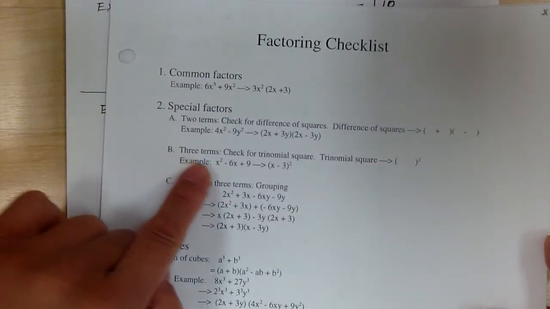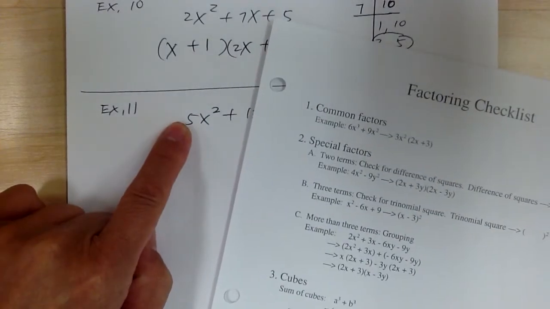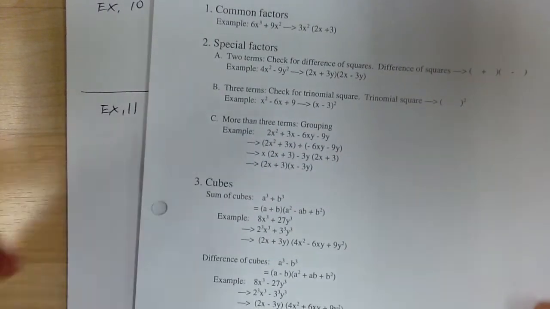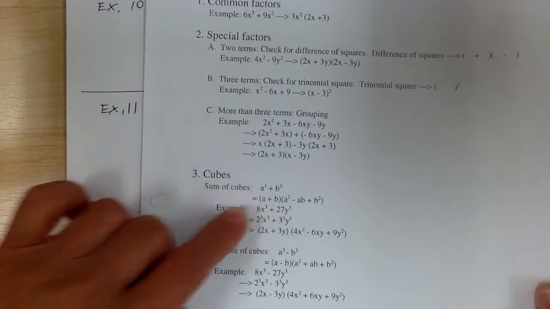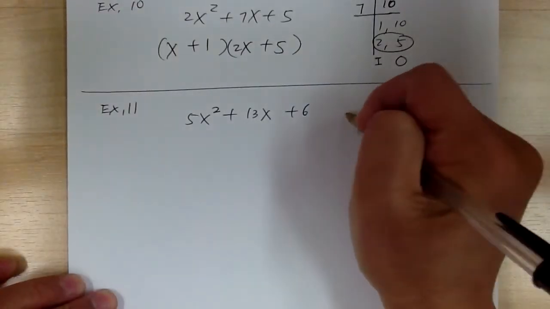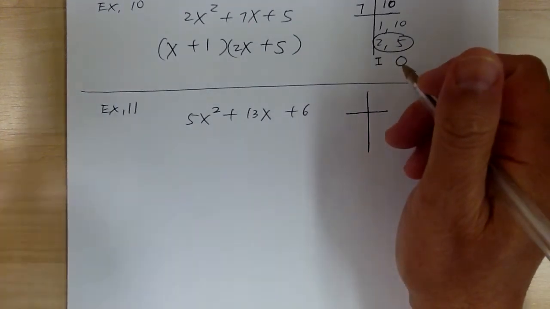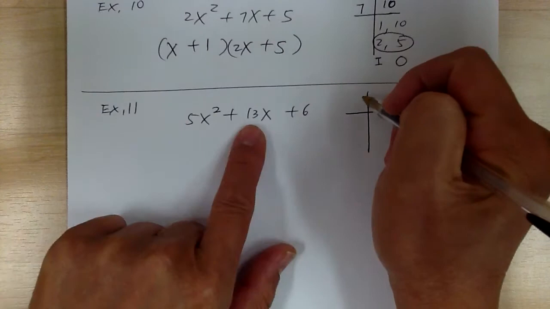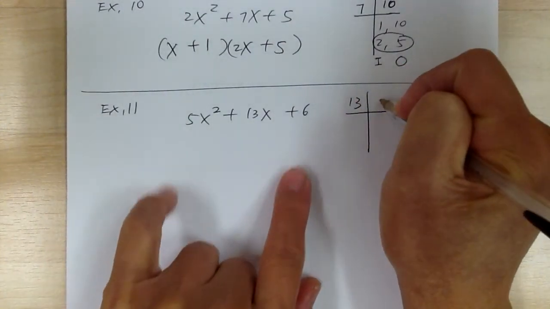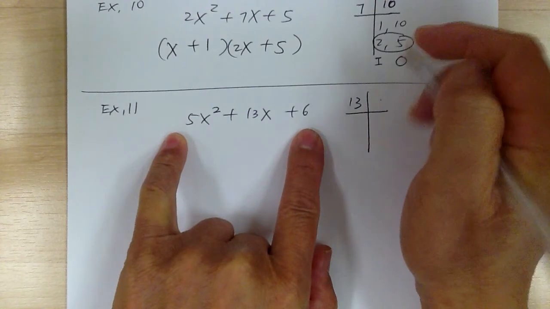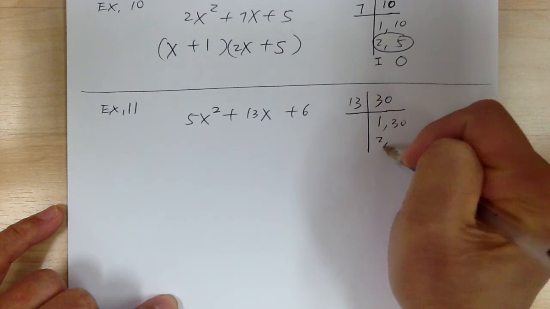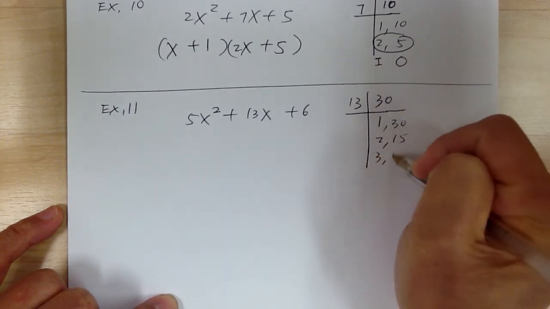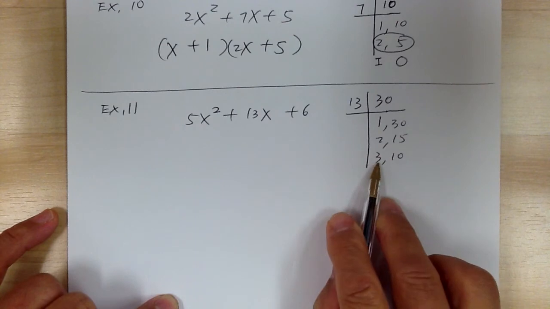Three terms, you check for perfect square. Well, this is not a perfect square. So you go to step 3. But for algebra 1, we're not going to do step 3 because it's a cube. You will know that when you get to algebra 2. So you go to step 4, master product. Every problem you need to go through the steps: common factor, special factor, and then master product. So you're going to get 13. Again, do not put 6 because there's a number in front. You have to multiply, so it'll be 30. You can just start with 1, 30; 2, 15; 3, 10. Now, if you know it's 3 and 10, you can write down 3 and 10 right away.